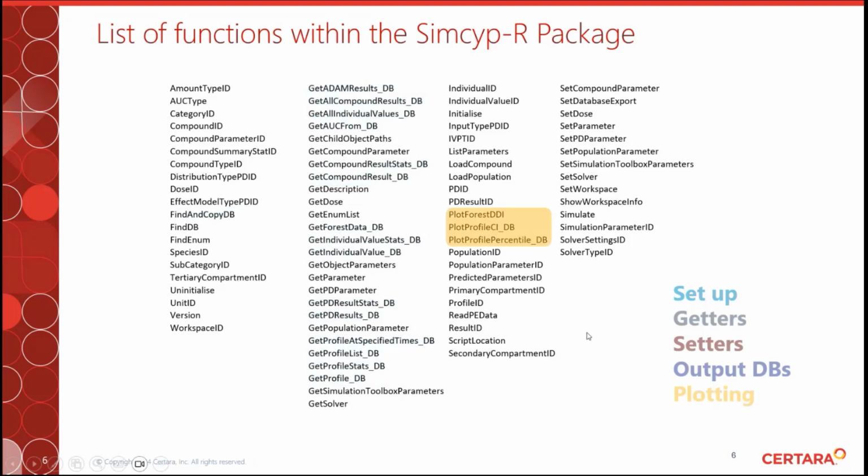Finally, the next group of functions that we've introduced this year is the plotting functions. These functions all have plot before the function names to make them easy to identify. And what they do is that they create plots for you. So we have the plot forest DDI, which will create a forest graph for you. We also have a plot profile CI, standing for confidence interval DB function. And then finally, we have the plot profile percentiles function.